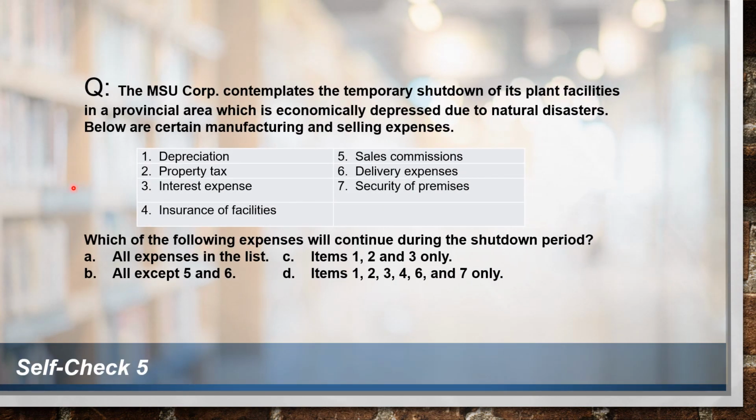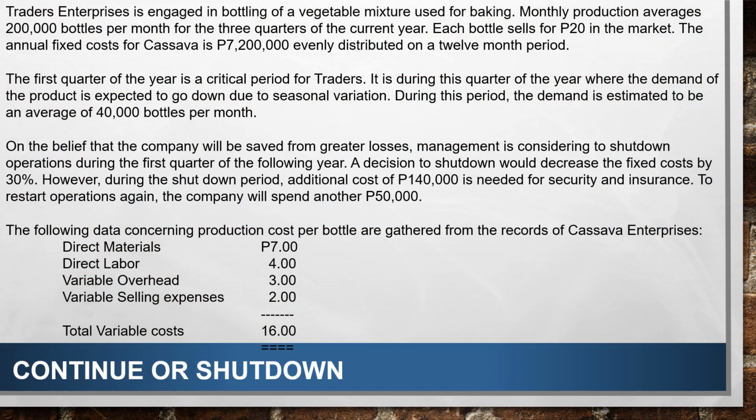Now, let's answer self-check number 5. Okay, so we have here a sample problem for continuous shutdown operations. So just continue to read.